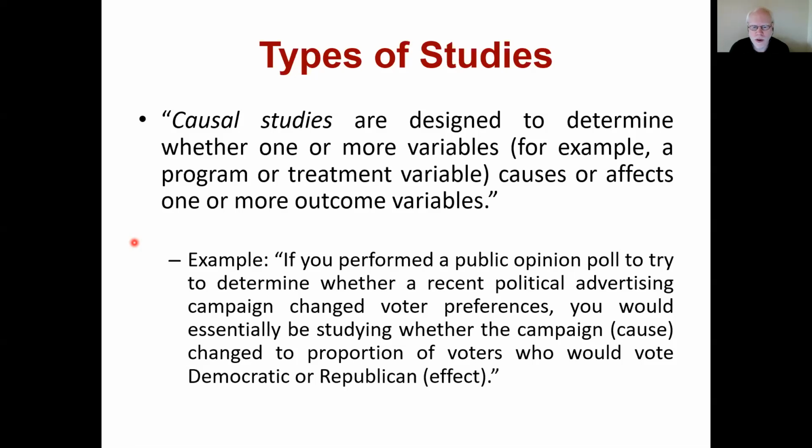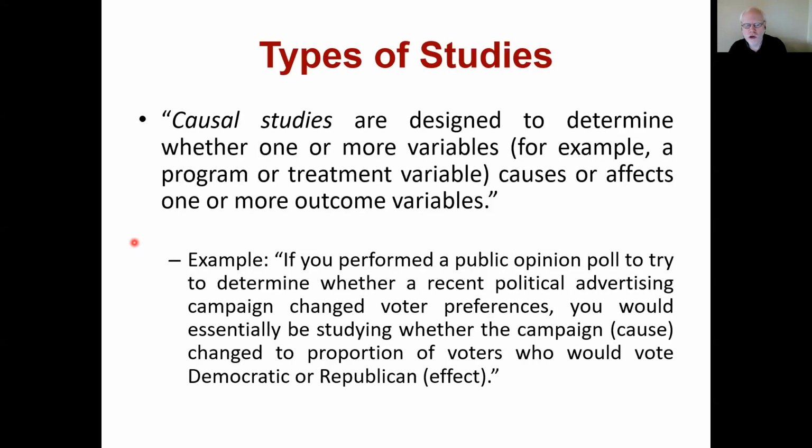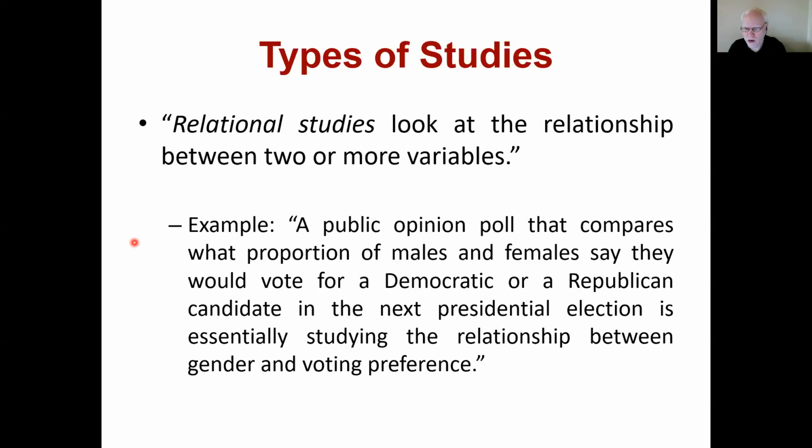These are designed to determine whether one or more variables, for example, a program or treatment variable, causes or affects one or more outcome variables, right? And so here, remember, from QM, if we just know that two things are related, it doesn't necessarily mean that they've caused each other. So causal studies are trying to get at, is there actually a cause-effect relationship? So is it gender from that previous one that actually produced change in public opinion, or was it something else, some third variable that explained that difference? From just a relational study, we wouldn't know if it's some other third variable.